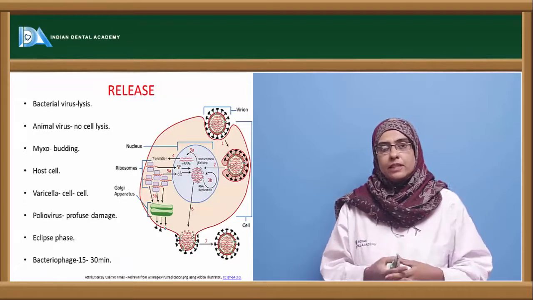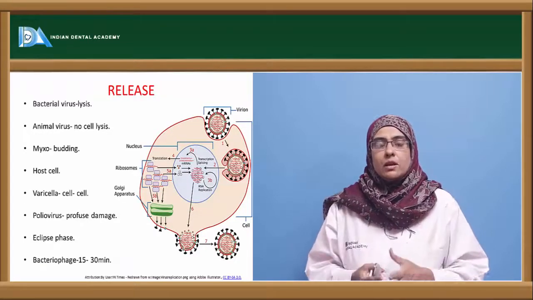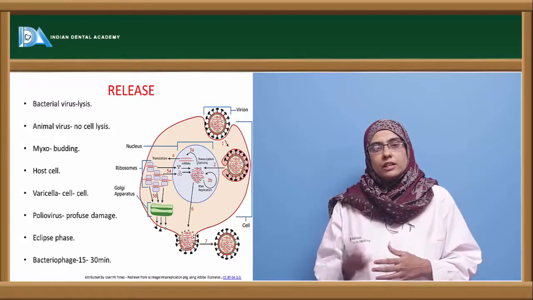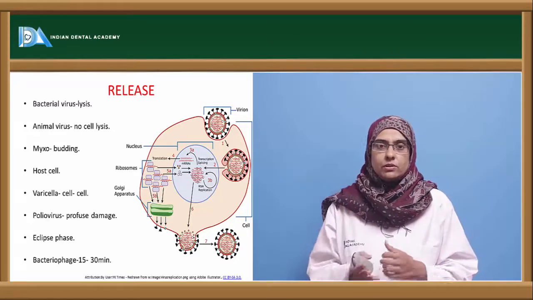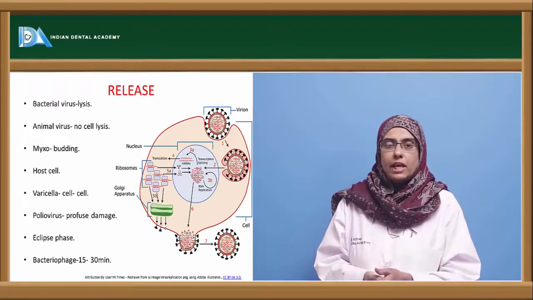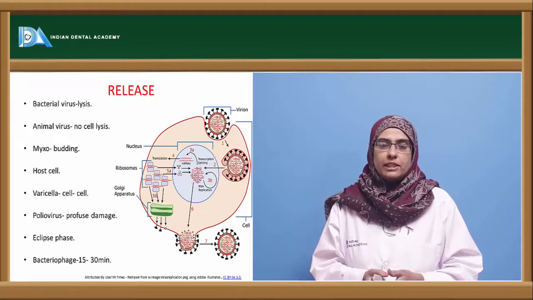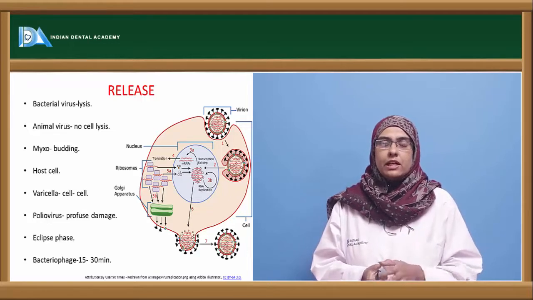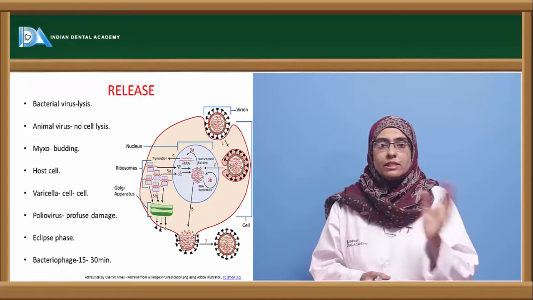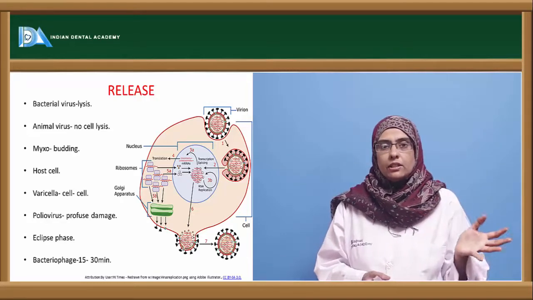Now the last step is the release of the viruses. Once the mature virion is formed, it causes the release of the viruses from the host cell. The release of viruses in bacteria is different from that in the animal host cell. In the case of bacteria, there is complete lysis of the host cell, killing the host cell, and the viruses get released into the surrounding medium.